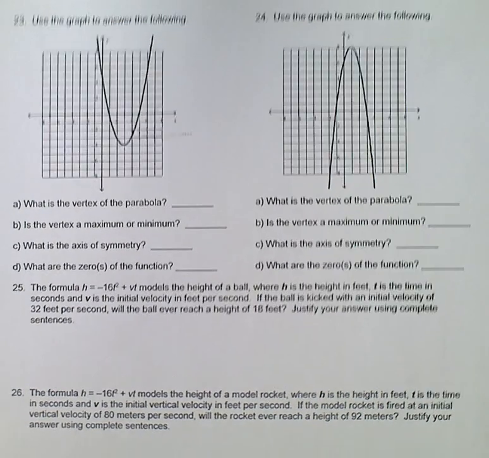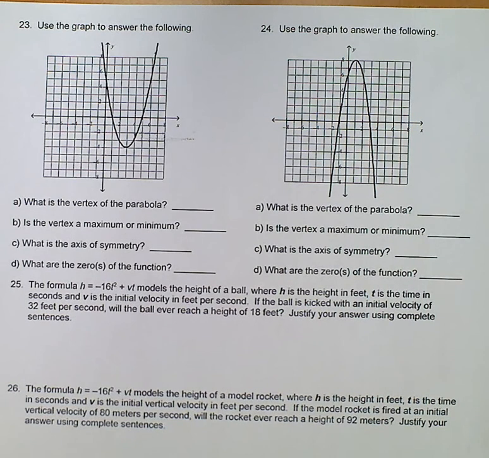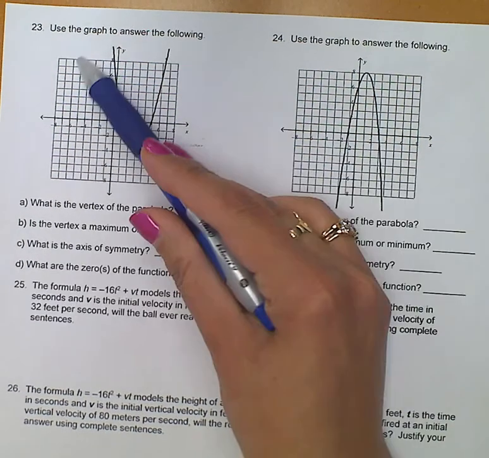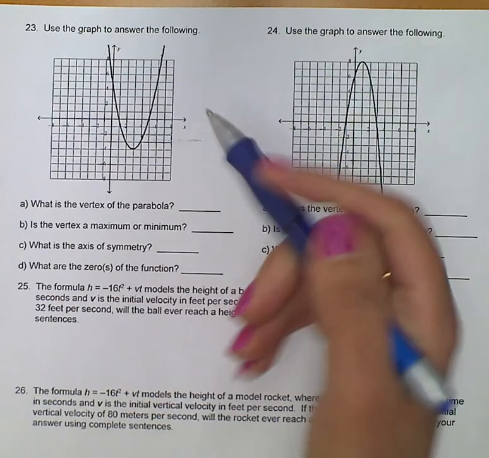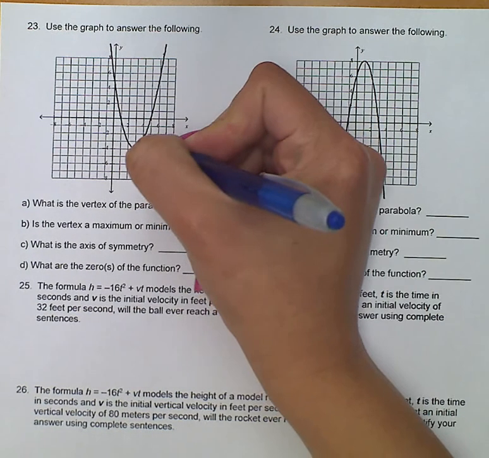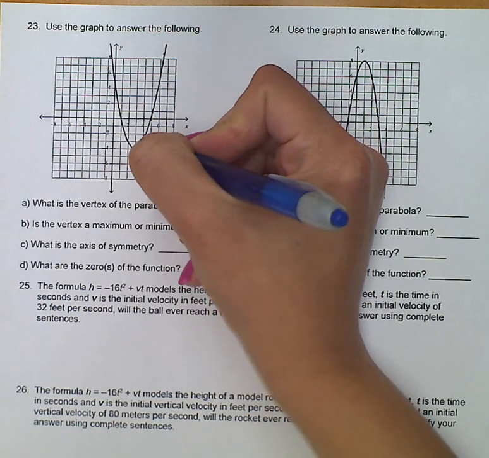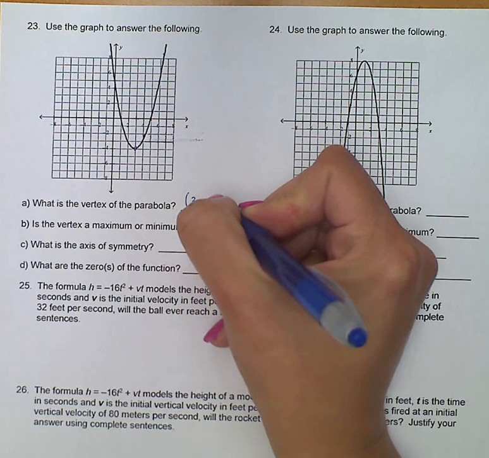Okay, this is extended response questions numbers 23 to 28. Use the graph to answer the following. First question, what is the vertex of the parabola? We know the vertex is this minimum point. If I look at my graph, it is 3, -4. Make sure you express that as an ordered pair.